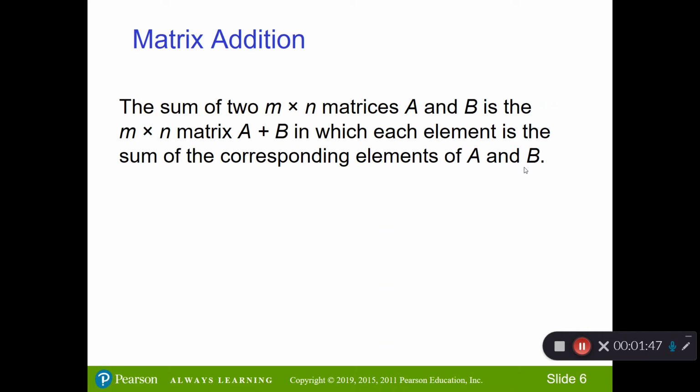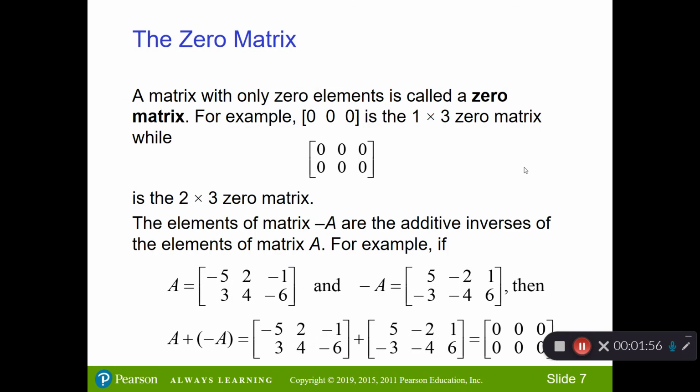To add 2 matrices together, we add the corresponding elements. Notice this is only going to work if they have the same number of rows and columns. The matrices have to be the same size for me to add them together. The 0 matrix is a matrix that has a 0 in every single entry. So for example, here, this is the 1 by 3 0 matrix because there's 1 row, 3 columns, everything's a 0. This would be a 2 by 3 0 matrix.